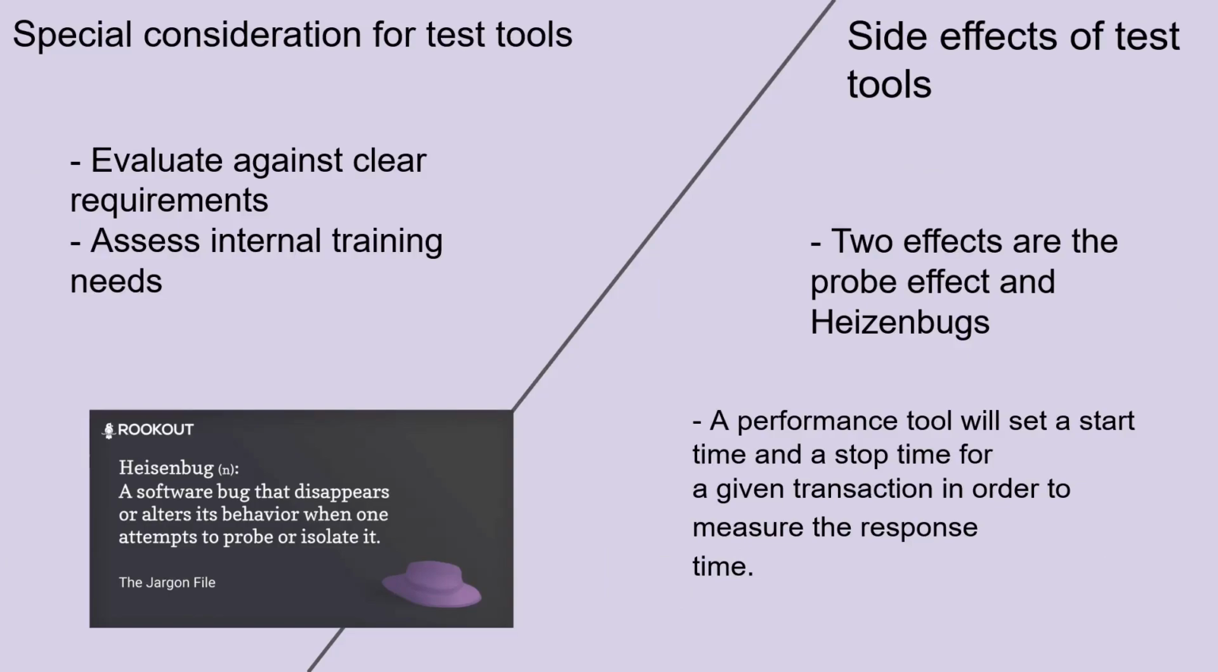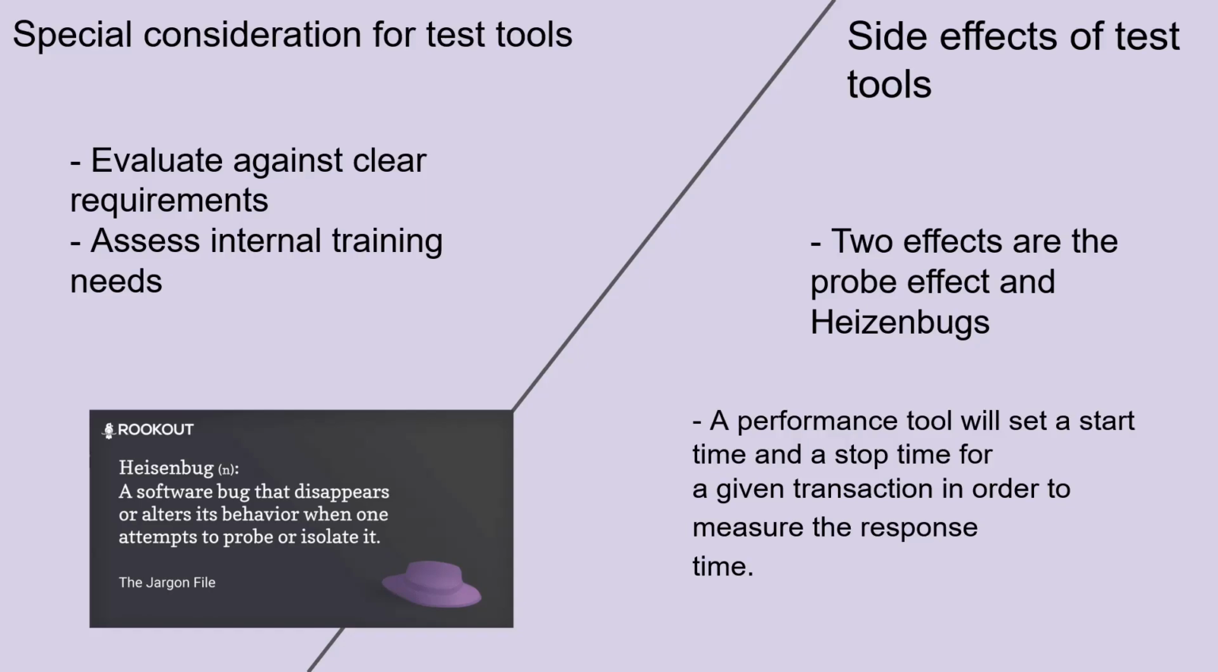Special consideration for test tools. When selecting and implementing test tools for software development and testing processes, there are several special considerations to keep in mind to ensure that the tools are effective, integrate well with other systems, and provide the necessary support for your testing requirements. By carefully considering these factors, you can select a test tool that not only fits your current needs, but also supports your long-term quality assurance and development strategies, ensuring software quality and effectiveness.